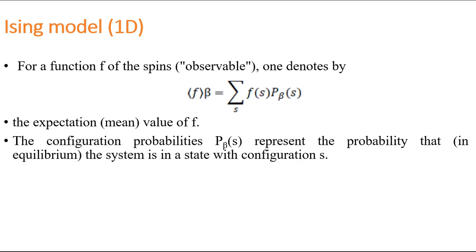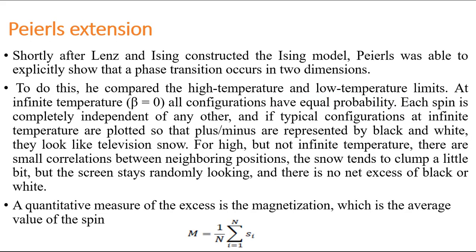For a function f of the spins, the observable, one denotes it by this function f with beta in the subscript. This is the expectation value of f. We have put the summation here because of the discrete values of S. The configuration probability represents the probability that the system is in a state with configuration S, multiplied with the function f.